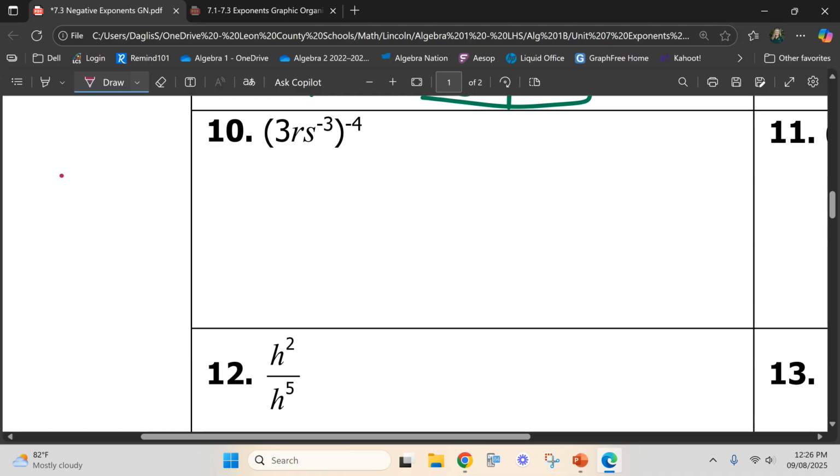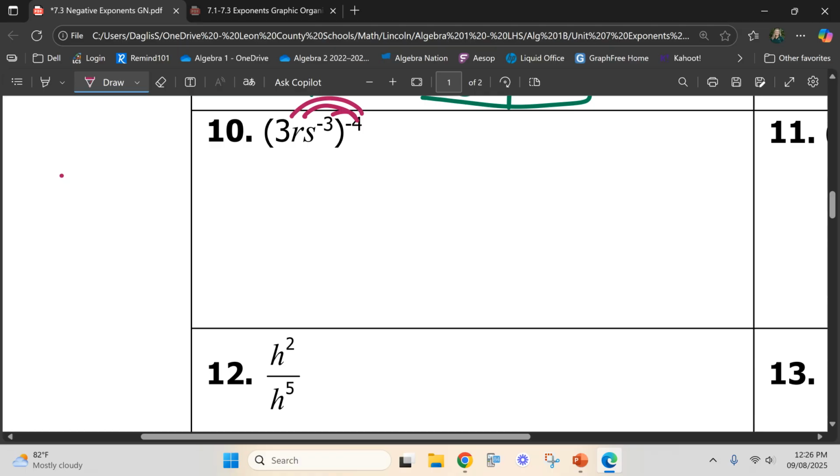All right, we have 3 r s to the negative 3 power, all being raised to the power of negative 4. Okay, so what is the first thing that we should do when I see parentheses? Put the exponent to all. The exponent goes to everything. So do that first. Bring the negative 4 to everything first.